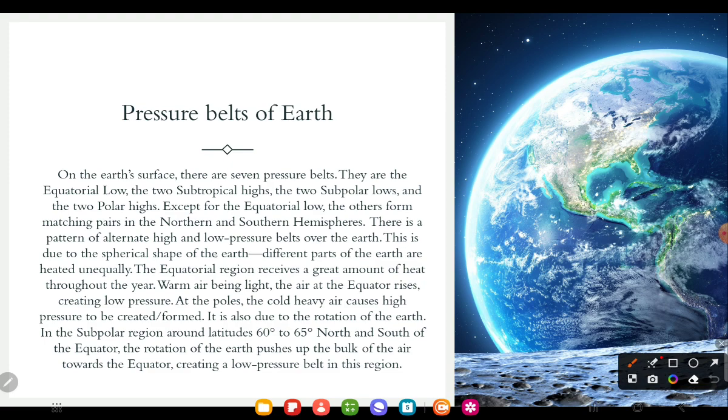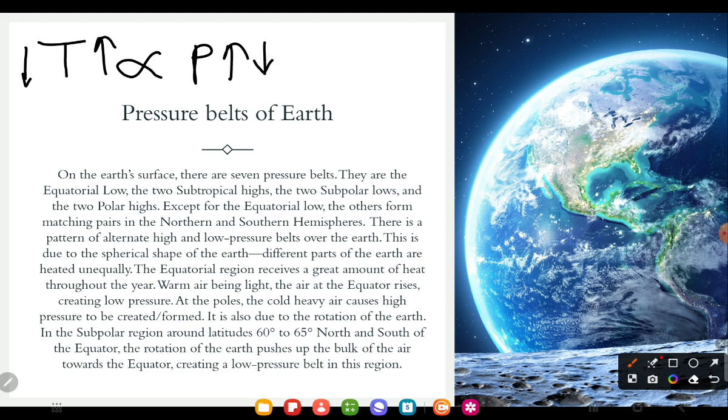This is due to the spherical shape of the earth. The pattern of high and low pressure belts is due to the spherical shape of the earth, because it is tilted on its axis, and that is why different parts of the earth are heated unequally. The equatorial region, which is 0 degrees, receives the greatest amount of heat throughout the year because the sun's rays fall directly on it. That is why the warm air being light at the equator rises, because warm air is lighter and it rises, and cold air is dense and it sinks down. And we also know that temperature is inversely proportional to pressure. If temperature is low, then the pressure is high, and if the temperature is high, the pressure is low.